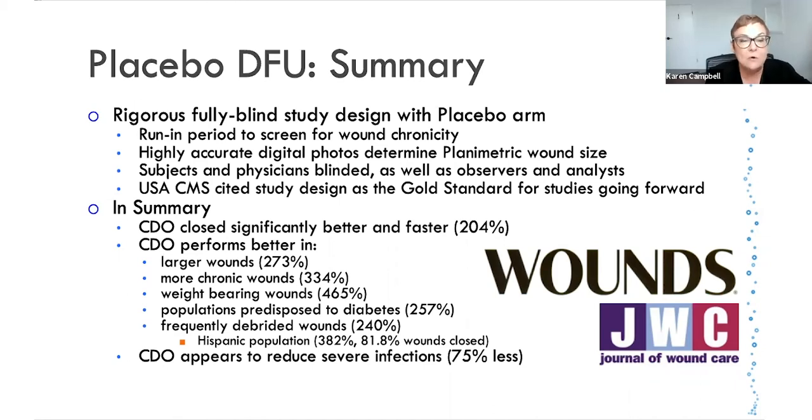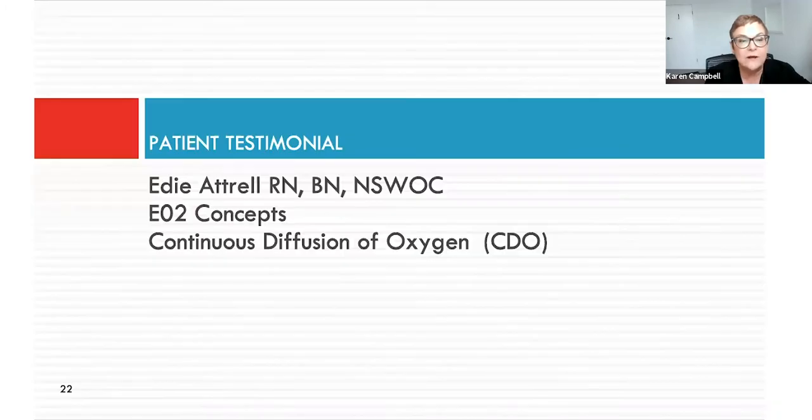And in summary, CDO closed significantly better and faster, over 200%. CDO performed better in larger wounds, more chronic wounds, in weight-bearing wounds, in populations predisposed to diabetes, and in frequently debrided wounds. And in the Hispanic population, the healing rate increased to 382%, and almost 82% of those wounds closed. And the other thing that we found in the CDO arm is that there were 75% less severe infections. So that's a very important result for patients with diabetes.